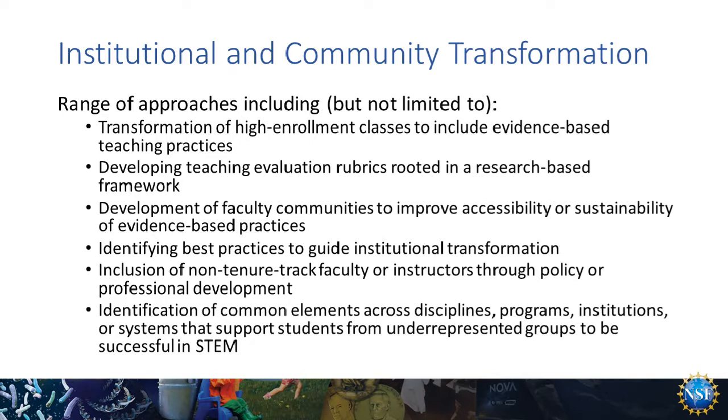Institutional and community transformation projects can take a variety of shapes, and they might include approaches such as transforming high enrollment classes to include evidence-based teaching practices. They can look at things like developing evaluation rubrics that are rooted in some sort of research-based framework to help better understand what is actually happening in the classroom and in the institution. Projects in this track can contribute to the development of faculty communities to help improve accessibility or sustainability of evidence-based practices. Projects can help to identify best practices that might guide institutional transformation, again, working through a theory of change to affect that particular transformation.